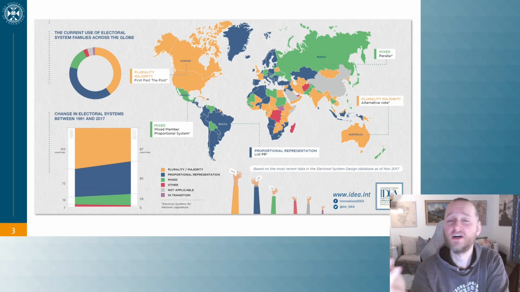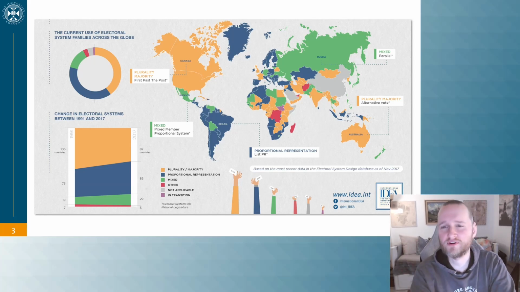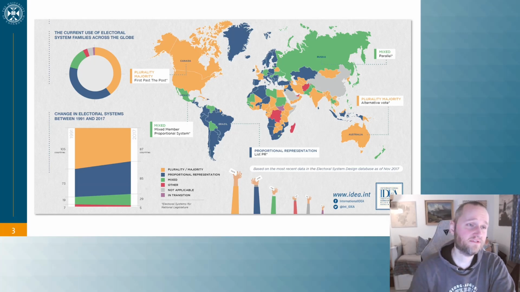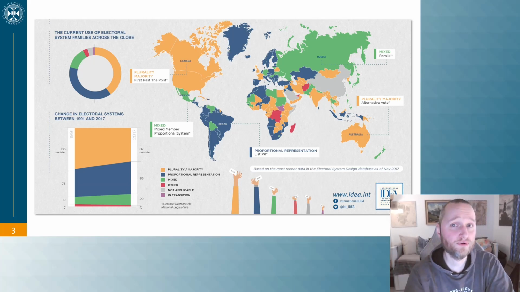If you look at the world, you see that the world roughly divides itself into three parts. There is a yellow part, which uses majoritarian systems, oftentimes also called plurality systems or first-past-the-post systems. In these systems, normally the only thing that matters is whether you have more votes than the second-placed candidate or party. If you have more than any other one, then you win.